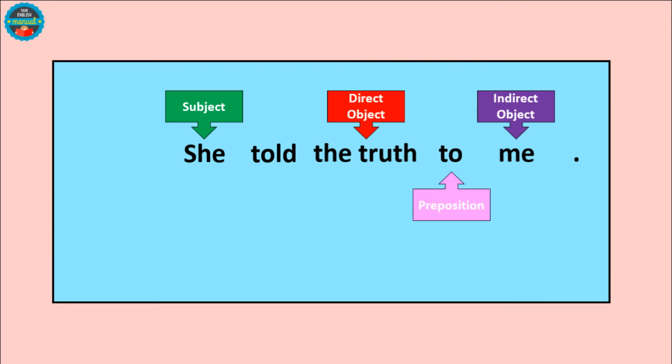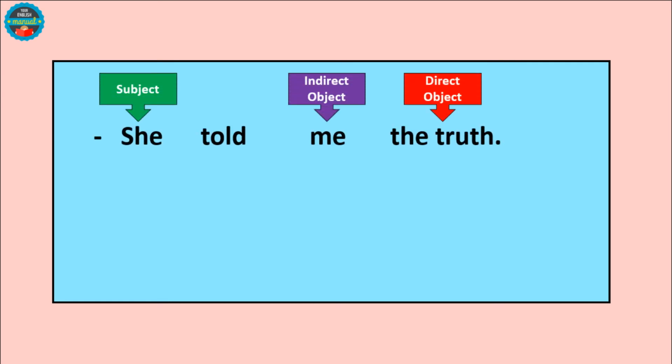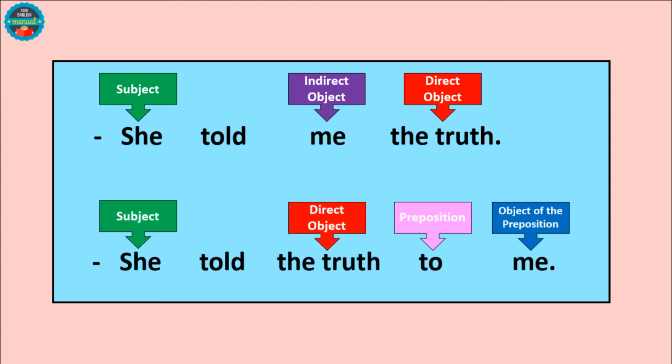Now see again that the preposition to appears. It appears because the verb to tell requires it in this case. It's the same thing. She told me the truth. Me is the indirect object. Or she told the truth to me. Me is the object of the preposition to.